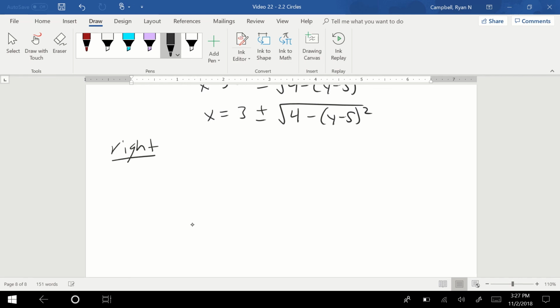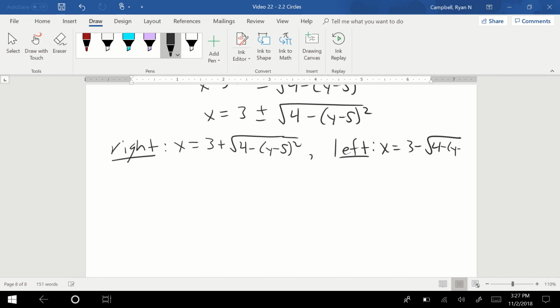So, if you have the right side, that's going to be x equals 3 plus the square root of 4 minus y minus 5 squared. And then if you have the left side, that's going to be x equals 3 minus the square root of 4 minus y minus 5 squared.